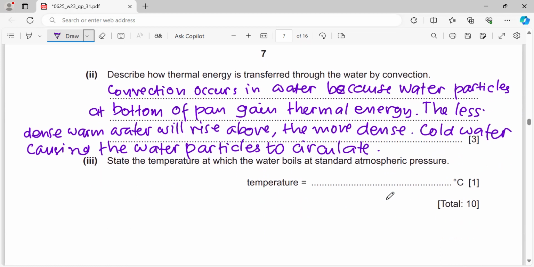State the temperature at which the water boils at standard atmospheric pressure. Of course, 100 degrees Celsius.